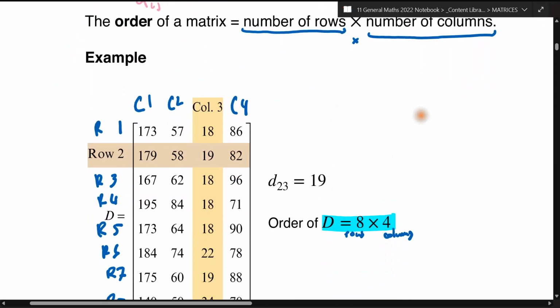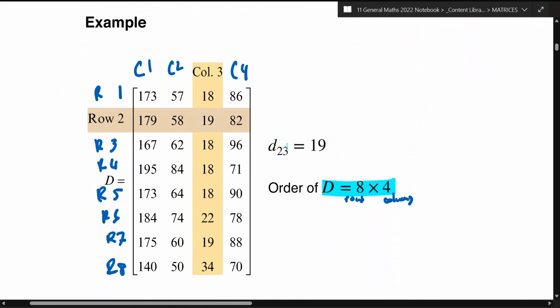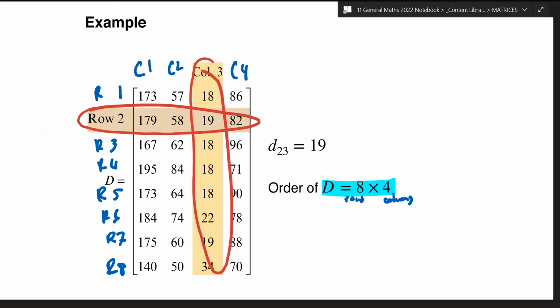Now, to explain this section a bit more because it was a bit confusing, D23 is equal to 19. What this is saying is in matrix D, row 2, column 3. If you look at row number 2 and column number 3, the value of that is 19. That's what that's referring to. Where they intersect with one another, you find the number 19.